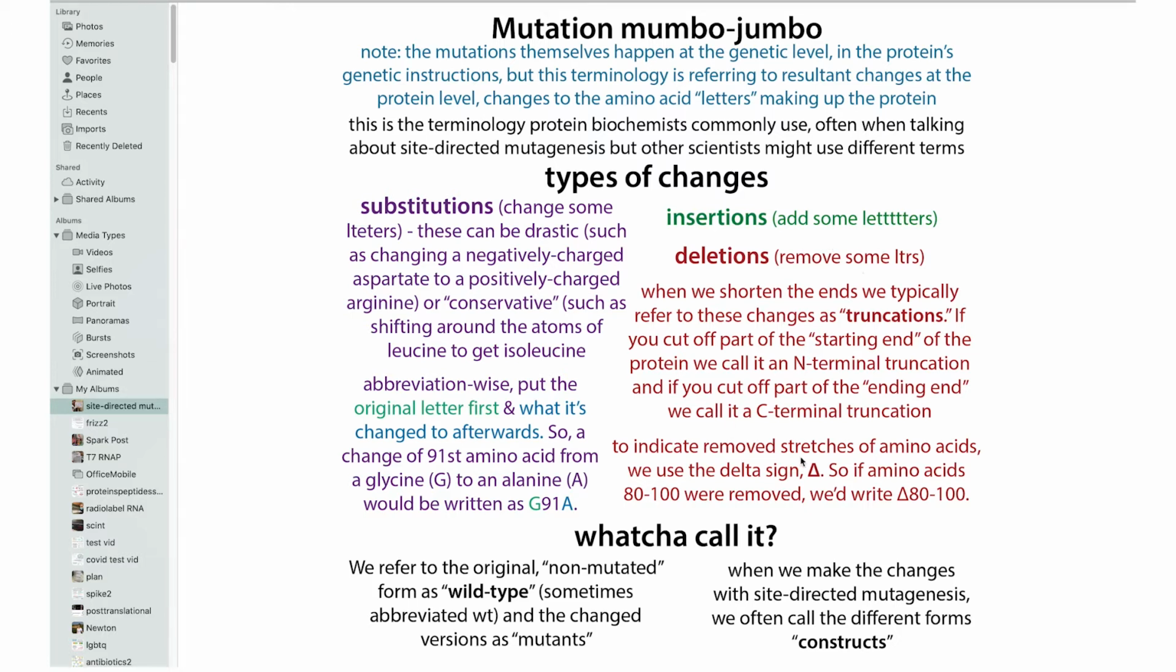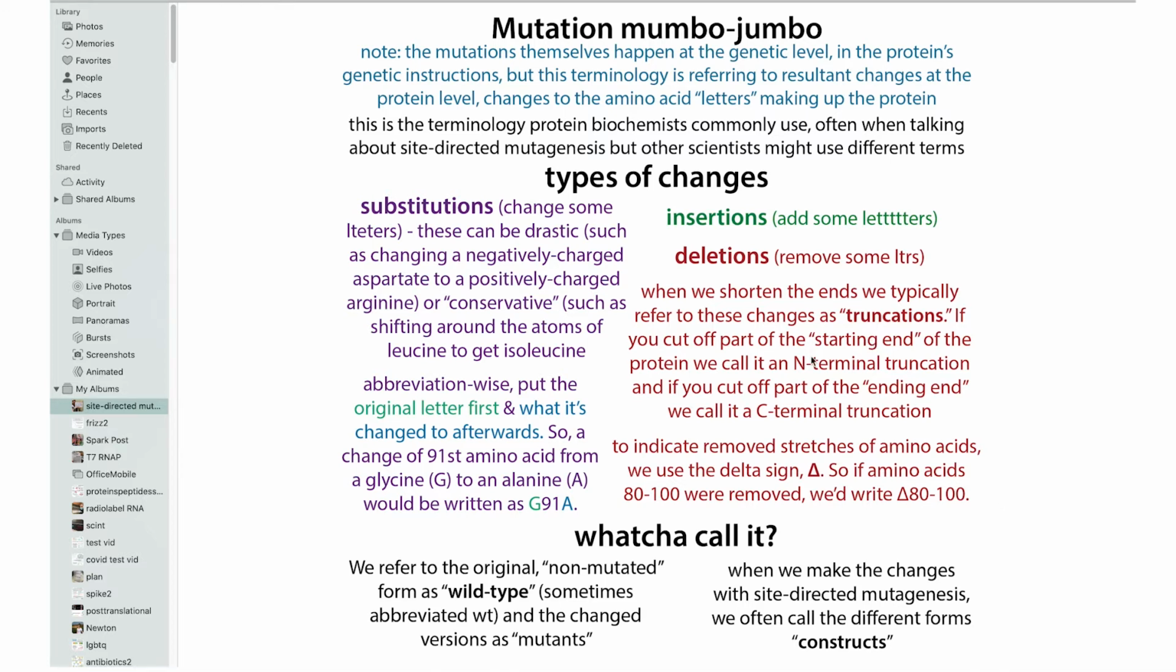With deletions, we often indicate it with a delta sign. So we use this delta sign, a Greek delta, to show where the change was. It's like a capital one, a triangle thing. So basically, we would write delta 80 to 100 if we removed 80 to 100. And so maybe we have protein X and then in parentheses delta 80 through 100 or something.